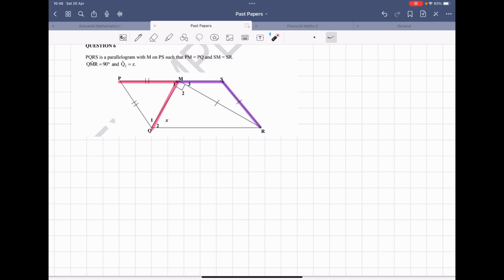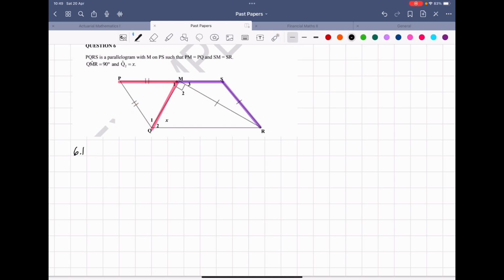So now I know that M1 is equal to X, and I was given in the diagram that PM is equal in length to PQ, and so this M1 and Q1 are angles under opposite equal sides, which means that Q1 is also equal to M1 is also equal to X.